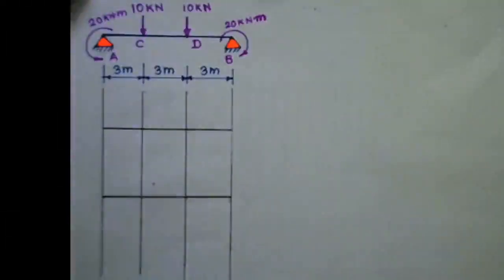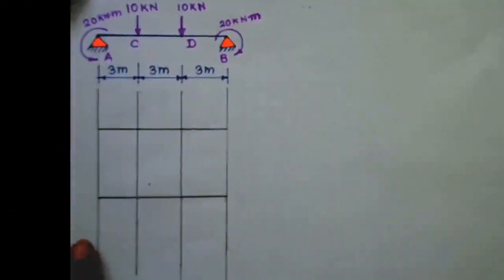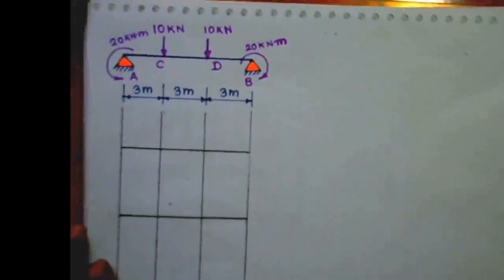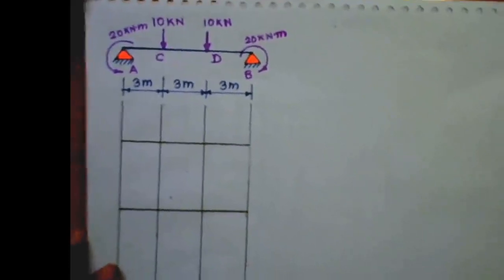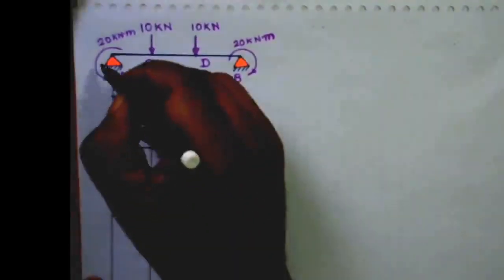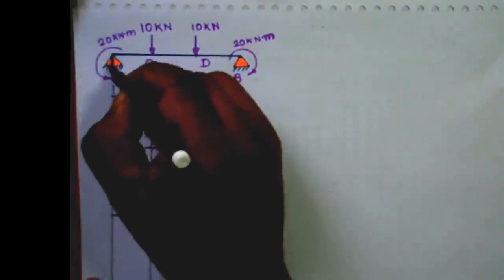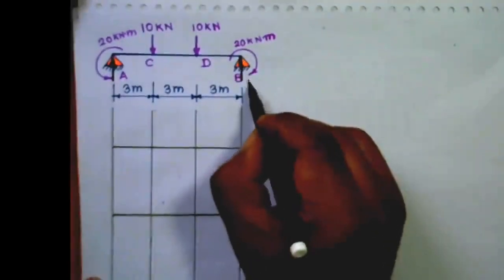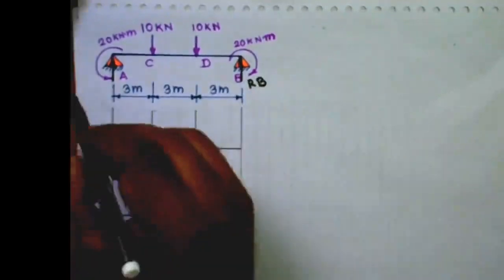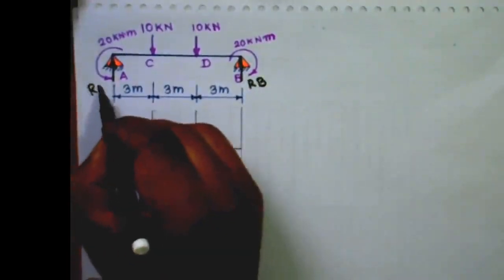Now the next numerical: a simply supported beam subjected to a point load as well as a moment. So it is a combination of point load and moment. In this case, first we have to decide its reactions RA and RB.